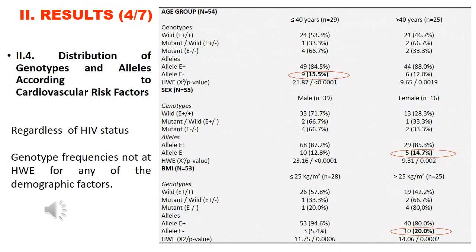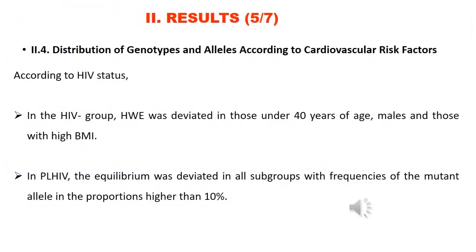About the distribution of genotypes and alleles according to the demographic cardiovascular risk factors, regardless of HIV status, genotype frequencies were not at Hardy-Weinberg equilibrium for any of the demographic factors. The mutant allele was more frequent in those under 40 years of age, women, and those with high body mass index values. According to HIV status, in the HIV-negative group, Hardy-Weinberg equilibrium was deviated in those under 40 years of age, male, and those with high body mass index. In persons living with HIV, the equilibrium was deviated in all subgroups with frequencies of the mutant allele in proportion higher than 10%.